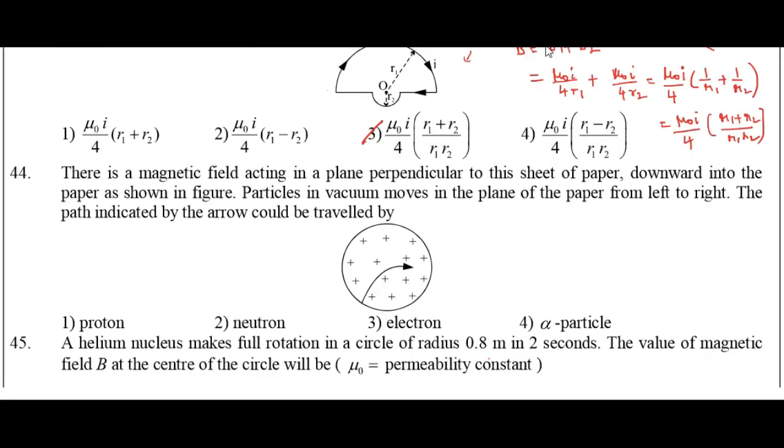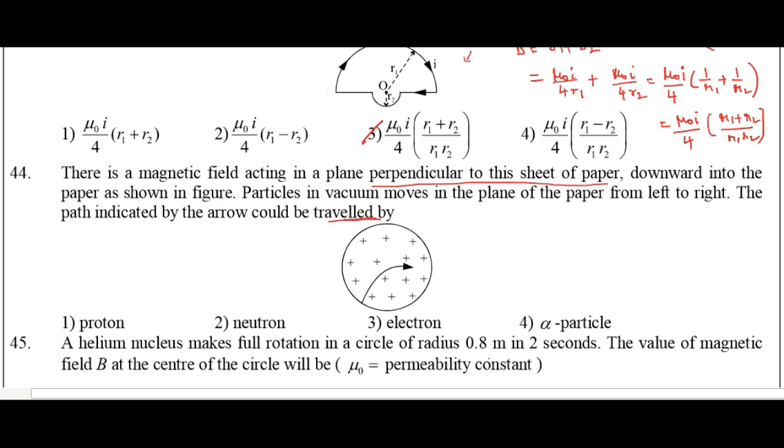There is a magnetic field acting perpendicular to the sheet of paper, downwards into the paper as shown in the figure. The particles in the vacuum move in the plane of the paper from left to right. The path indicated by the arrow could be traveled by.